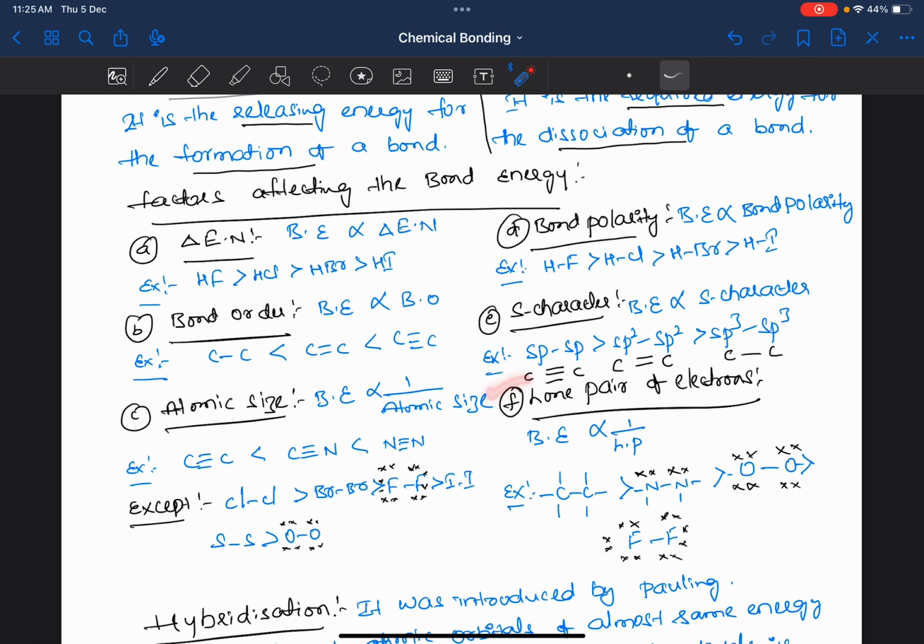And the next factor, lone pair of electrons. Bond energy is inversely related to lone pairs. See this example. In carbon, there are no lone pairs; in nitrogen, one lone pair; in oxygen, two lone pairs; and in fluorine, three lone pairs are present. On increasing lone pairs, electronic repulsions increase. Therefore, bond energy decreases. Here more repulsions occurred in the fluorine molecule, therefore its bond energy is much less compared to other molecules.